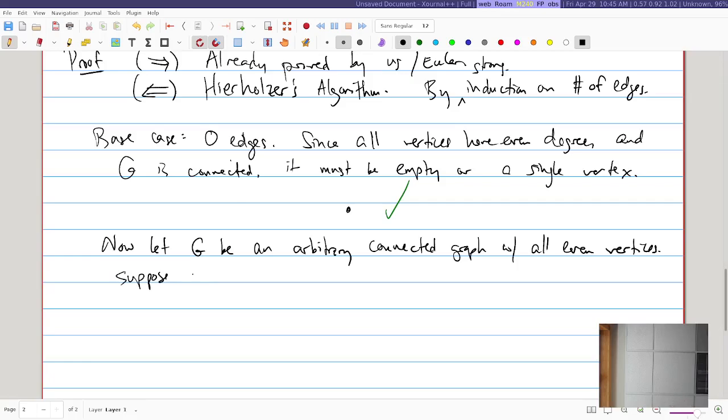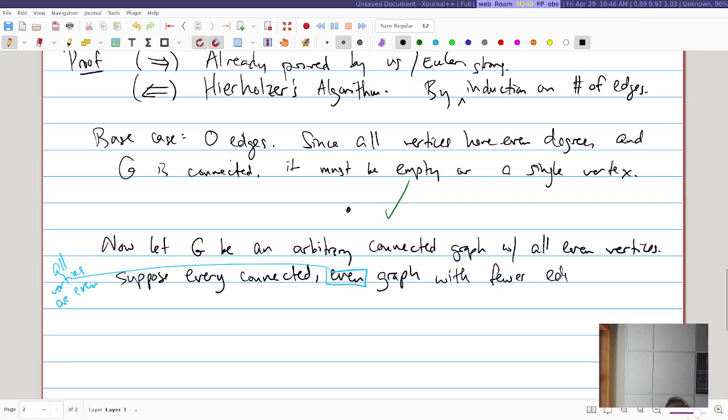suppose that every graph with fewer edges that is like this will have an Eulerian circuit. So suppose every connected even graph. I'm going to start using the word even just to mean all vertices are even, so I don't have to keep repeating the phrase all vertices are even. I'll just say the graph is even. So every connected even graph with fewer edges has an Eulerian circuit. That's our induction hypothesis.